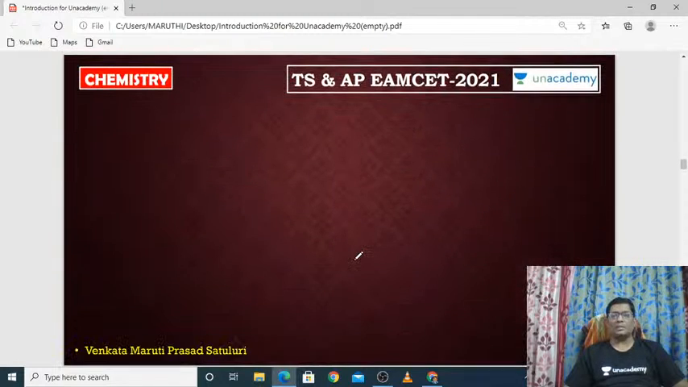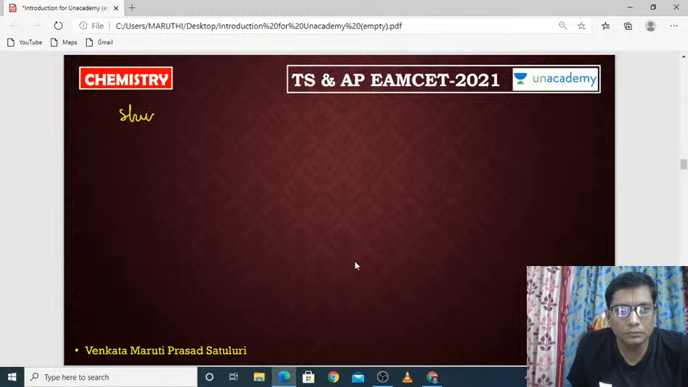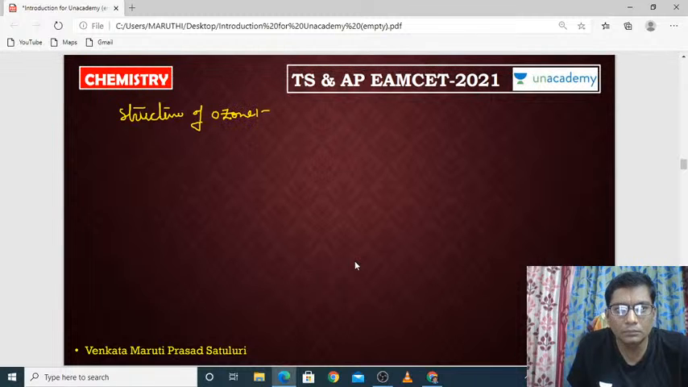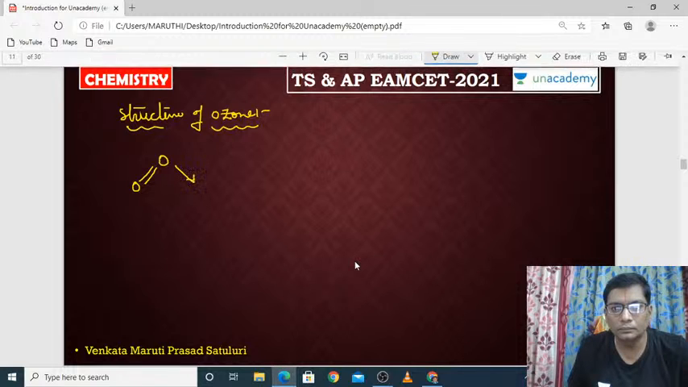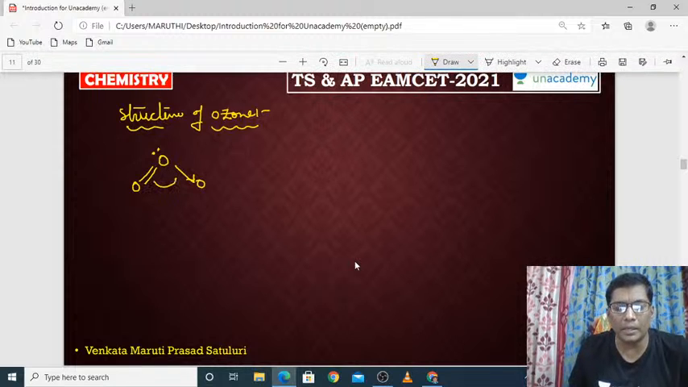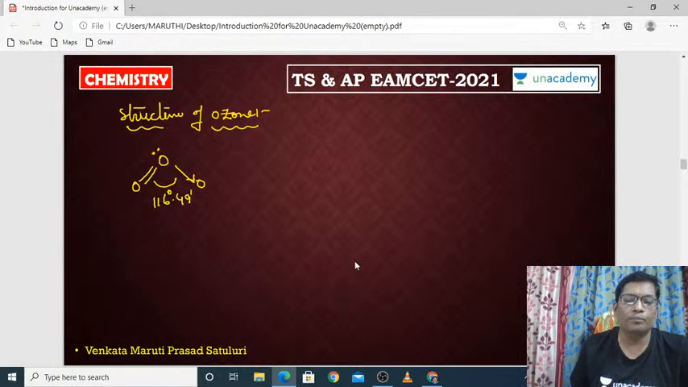So now coming to the last important concept, that is the structure of ozone. How can the ozone be structured? See here. Okay, this is the structure of ozone. And what about the bond angle? The bond angle is 116 degrees 49 minutes. Okay, and what about the bond length?